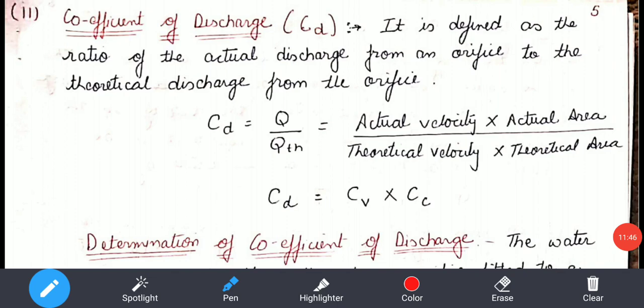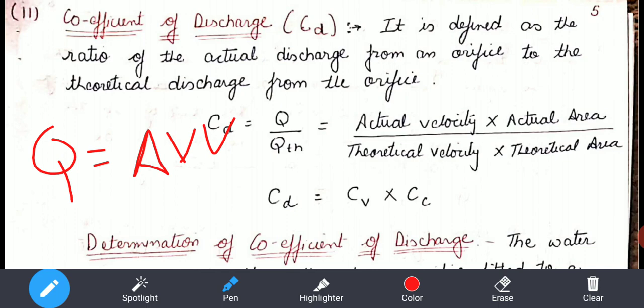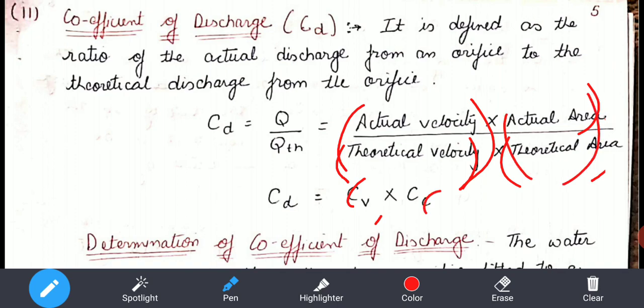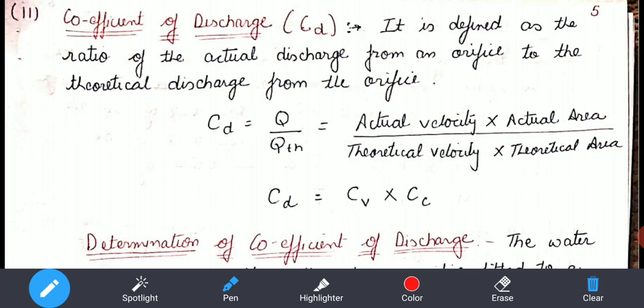Now next comes the coefficient of discharge. Coefficient of discharge is the ratio of actual discharge upon theoretical discharge. As I told you, discharge is equal to area into velocity. So actual discharge upon theoretical discharge is actual velocity into actual area upon theoretical velocity into theoretical area. Actual velocity upon theoretical velocity is Cv, the coefficient of velocity, and actual area upon theoretical area is Cc, which we will discuss after this.